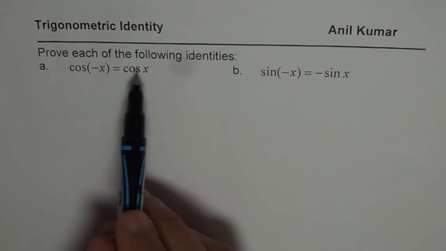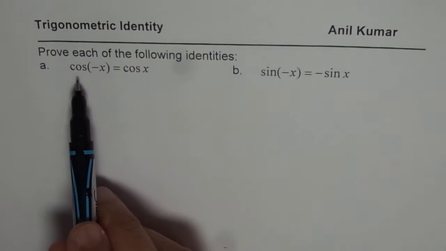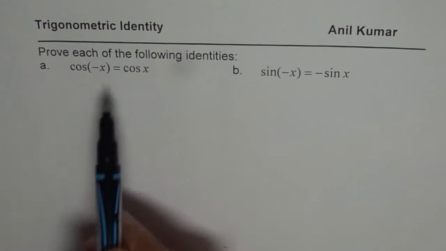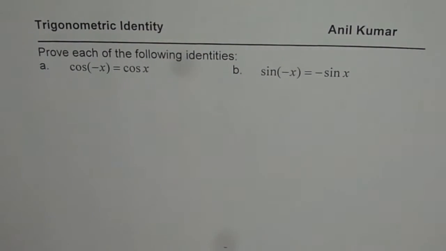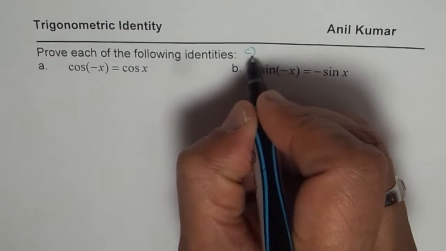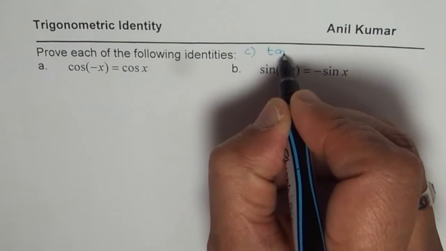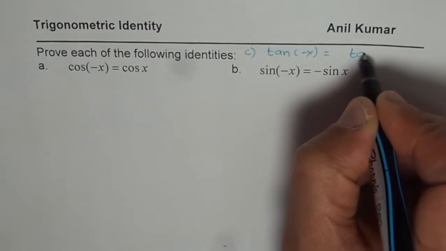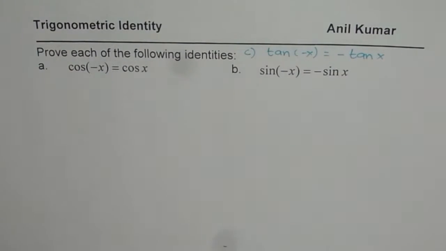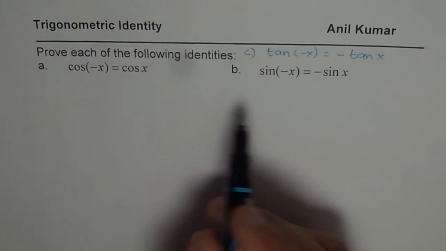We need to prove each of the following. First one is cos of minus x equals cos x. Then we have sine of minus x equals minus sine x. And you can also add a third one, which is tan of minus x is equal to what? It is actually minus tan x. So you could add that. Now let us see how to prove these identities.